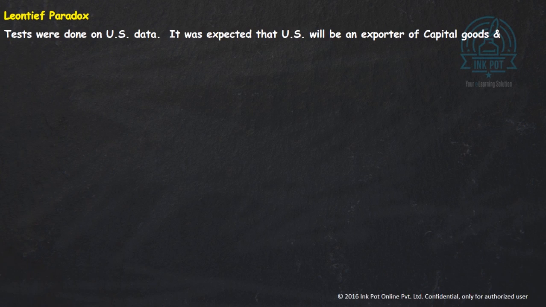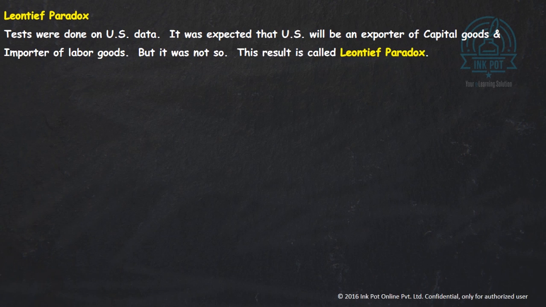paradox, which is just a very small empirical evidence, which is that when we were testing the US data, it was expected that US will be an exporter of capital goods and importer of labor goods. But ऐसा नहीं था. This result is called Leontief paradox, and a variety of different economists actually came to study why Leontief paradox happened. A lot of people said, oh, so US is actually exporting skilled labor goods. Other people said that no, this was to be expected. So a lot of economists did a lot of research and figured out why this is true. But otherwise, we don't need to know that.